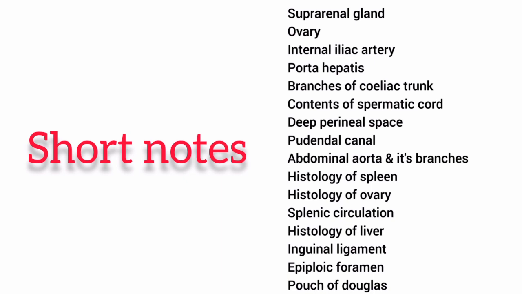Inguinal ligament is the most important part because it is related not only to the inguinal canal but also to the superficial perineal pouch and the deep perineal pouch, in the surgery of hydrocele, and for the landmarks of examination for hernia. Everything is related to the landmarks of inguinal ligament. Then is epiploic foramen. The contents and the location are important. Then is pouch of Douglas. The location, situation, relations, and the clinical correlation are important.